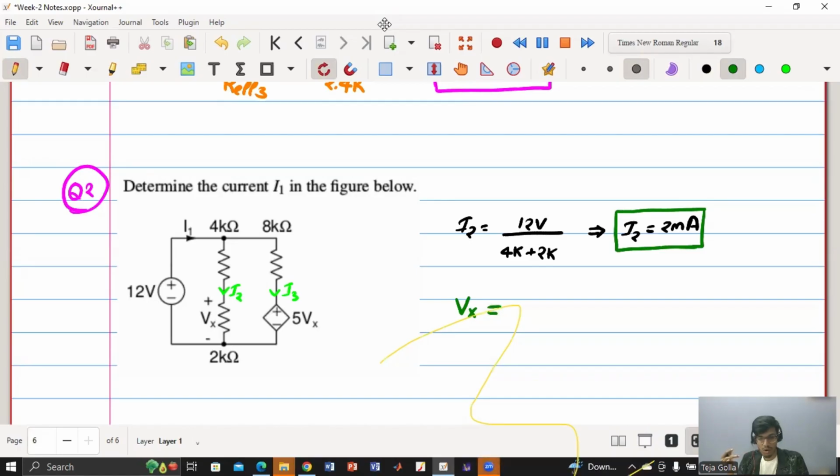Someone has drawn. Can you please erase that? 4 volts. Yeah. So whoever has drawn, please erase. I don't think I have the access to erase that. Please kindly erase that.